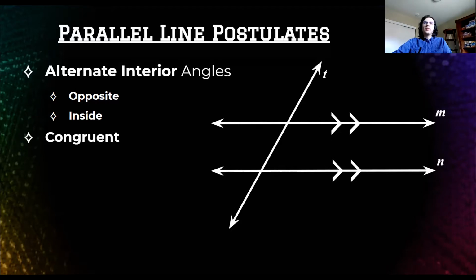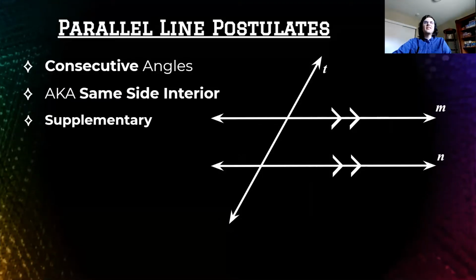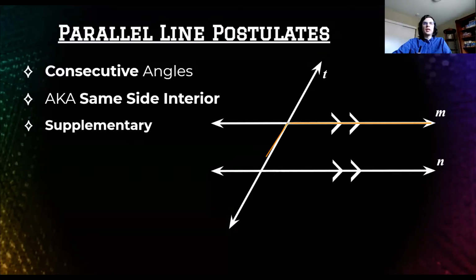All right. The last one's a little different, consecutive angles. These are also known as same side interior. I like to remember this one by thinking of a horseshoe, okay? So I'm looking inside this U shape, and I'm going to be checking these two angles against each other. And these are not congruent, they're supplementary, right?